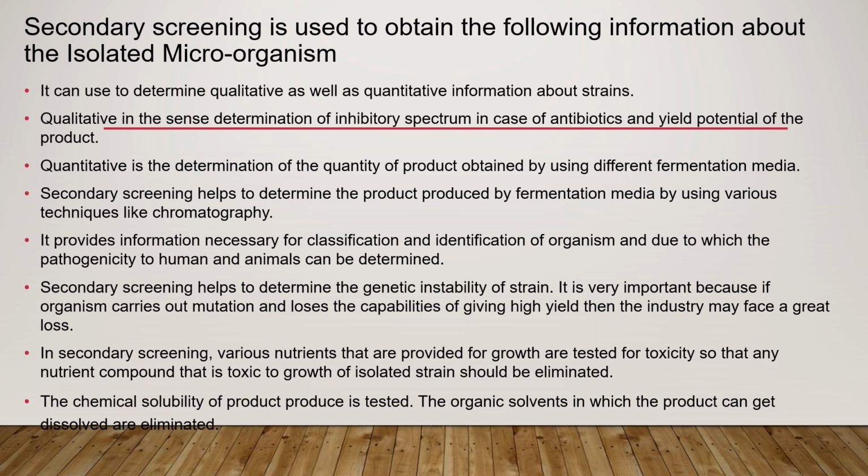Now sometimes the fermentation media may contain an organic solvent, and if the product which is produced dissolves in that organic solvent, then what is the use of carrying out the fermentation? The industry is going to face a loss. So such organic solvent is not used in that fermentation media. The secondary screening also determines the capability of an organism to alter or destroy its own product. Now some organisms have the capability to alter or destroy the product that they have produced. So such organisms are determined and rejected, because we don't want any loss in our industrial fermentation.